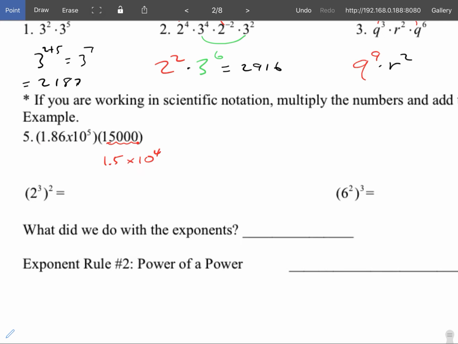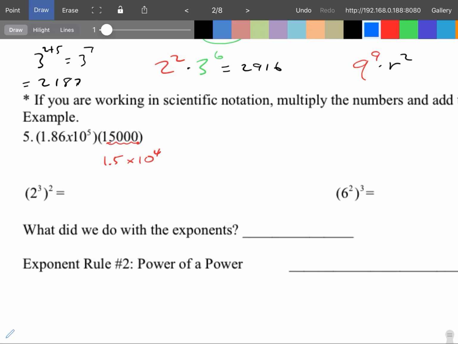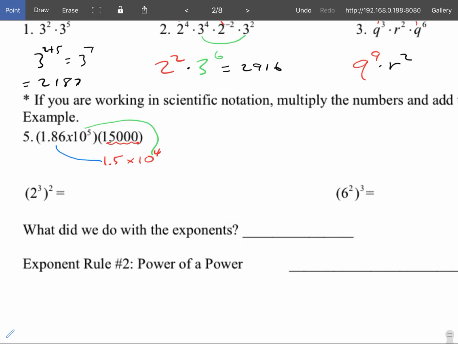All right, so on number 5, we've got to multiply these 2 numbers together. But again, we can multiply in any order we want. So we're going to multiply the 1.86 times the 1.5. And then we're going to multiply the 10 to the 5th times the 10 to the 4th. Okay? This thing is all multiplication, all right? This is a multiplication right here. 1.86 times 10 to the 5th. There's a multiplication in the middle here. And there's another multiplication here.